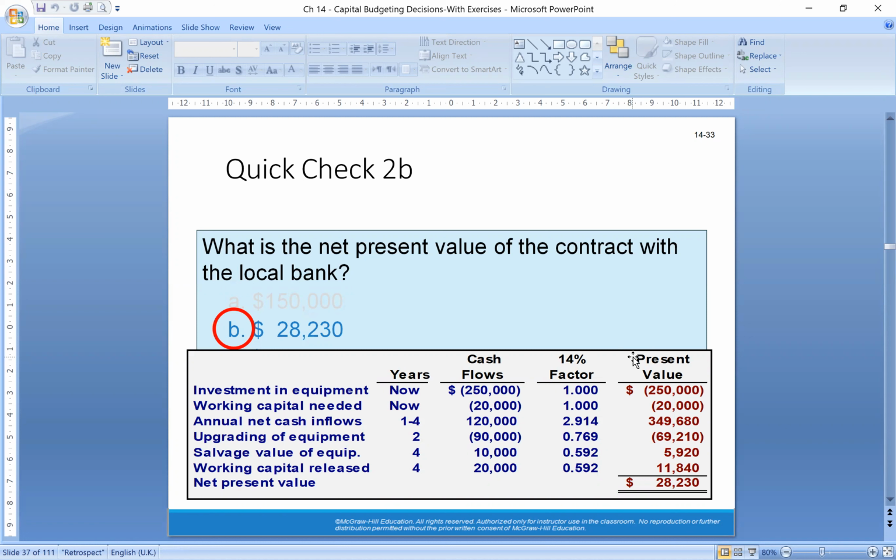If I'm talking about annuity, which means more than one amount to be received during the years, then I will use table number 2. Table number 2 talks about annuity. So 1 to 4 means I'm receiving from year 1 to year 4, 120,000 each year, multiplied by the factor, and this will be the intersection between 4 years and 14%. So I will have 2.914 multiplied by 120,000, this equals 349,000 something.